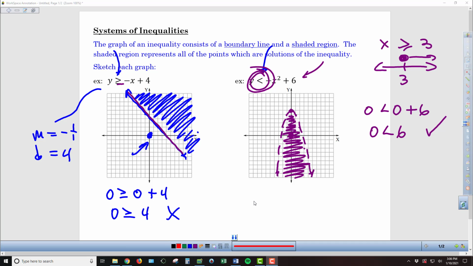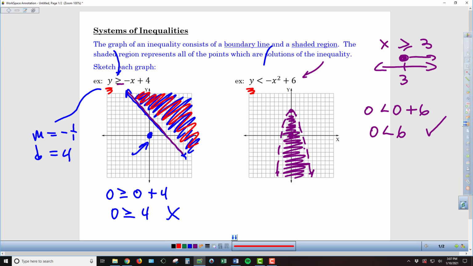Now there is a shortcut that we can use to determine which side of the line to shade. As long as y is isolated and on the left, let's do a little erasing here to clean up. As long as y is isolated and on the left-hand side of my inequality, then I can just look at the inequality symbol and say, if it's greater than or equal to, I'm going to end up shading above the line, which is what we did here on this first one. Y is greater than or equal to negative x plus 4. Well, I'm going to shade on the upper side above the line.